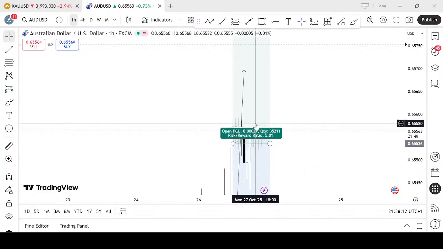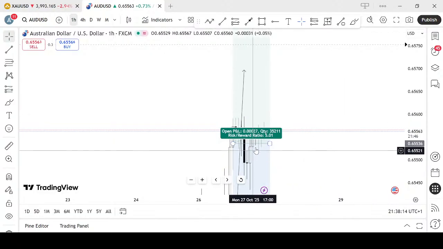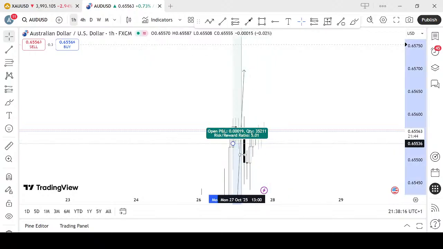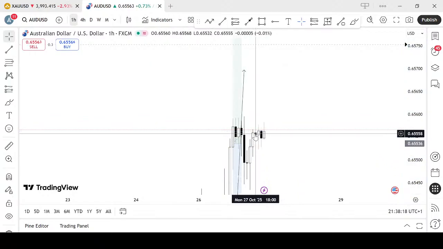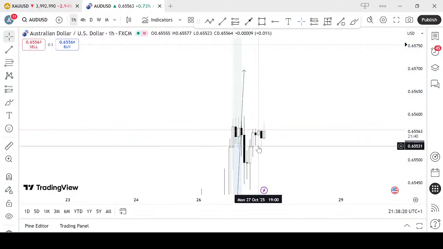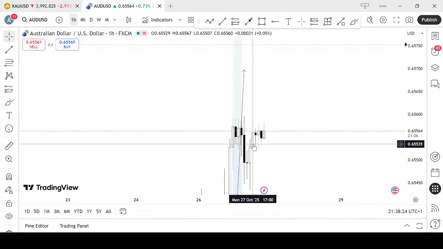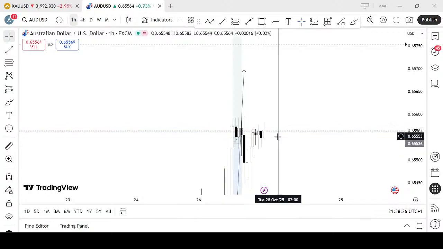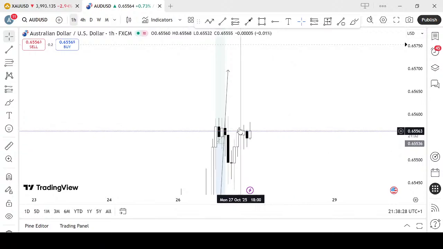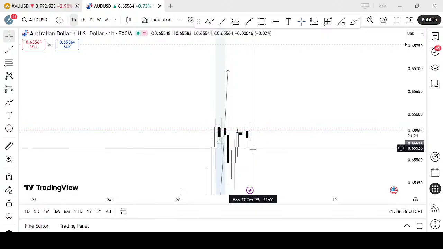You can see this low formed. Let me just take this thing back a little so it won't interfere. Okay, you see this low formed, and this white candle did come, the wick took out the previous wick from the black candle, then closed above it. So this is a good entry right here to take another position. But I'm still running risk on the AUD USD, and I'm not even, so I can't take another risk on that position.